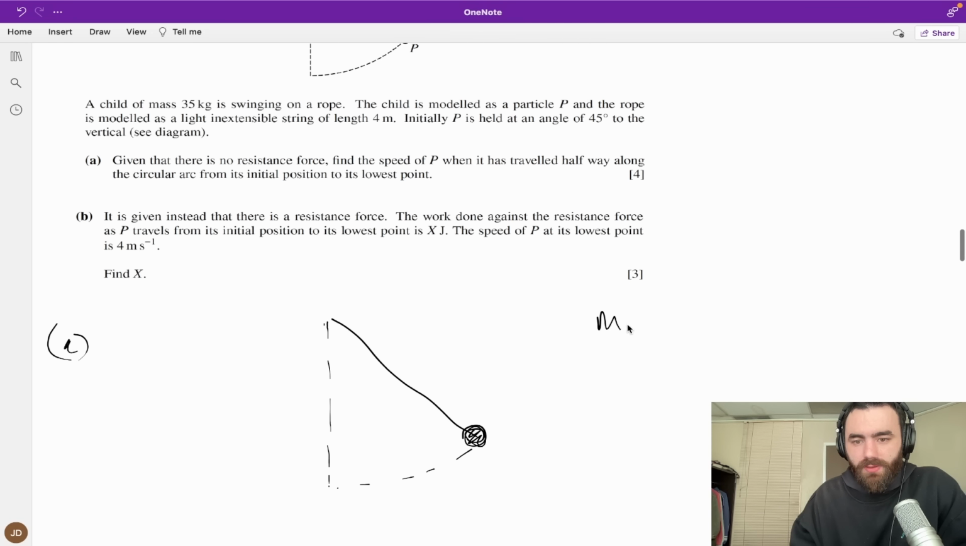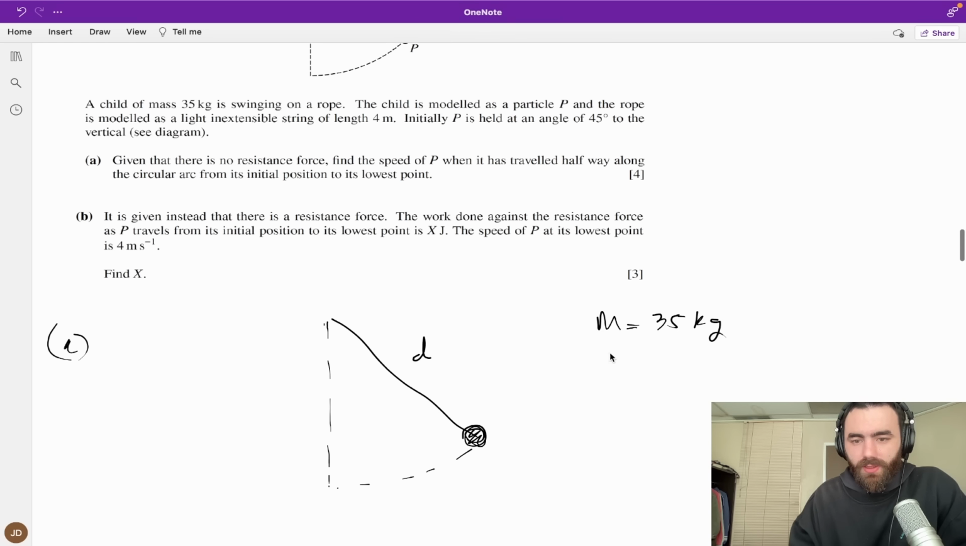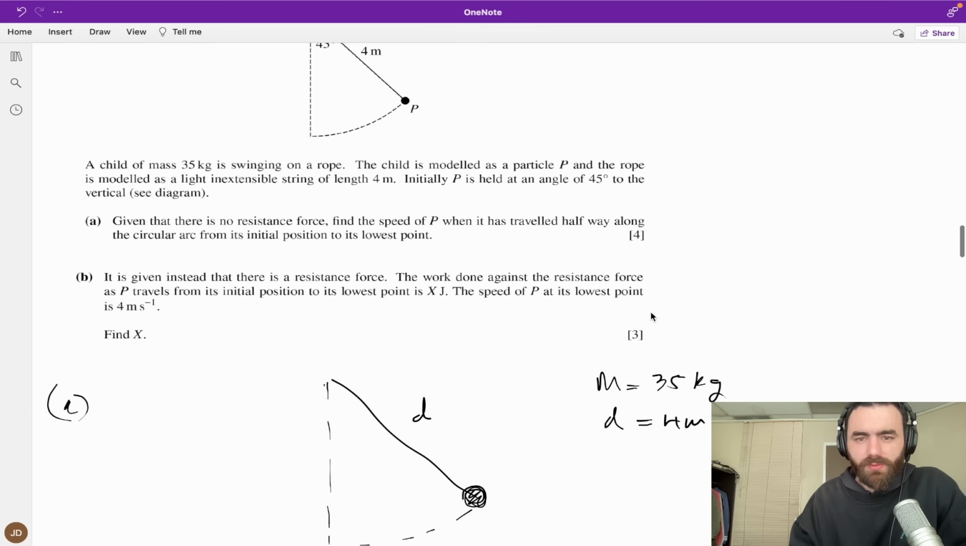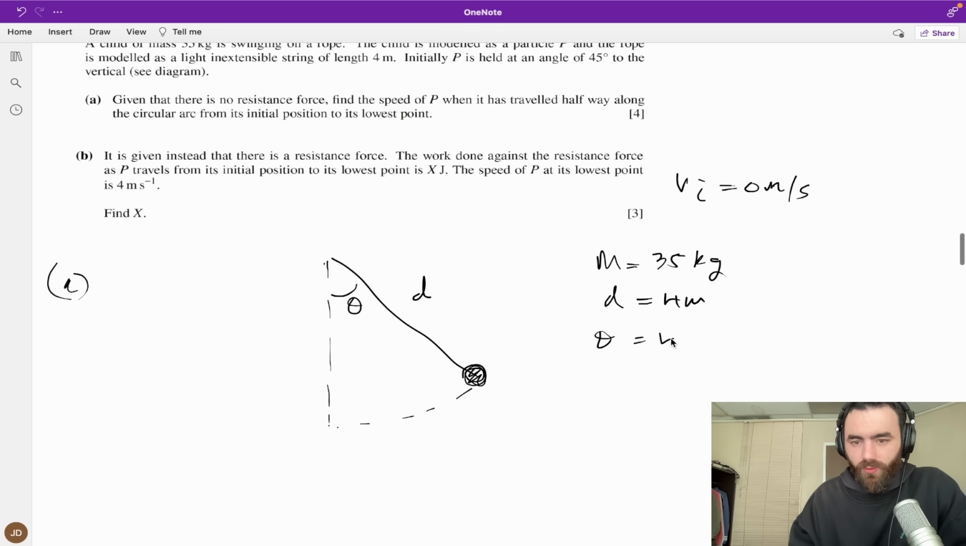So its mass is 35 kilograms. The length of the rope, we'll call it D, is 4 meters. Initially, P starts from rest. The angle here, theta, equals 45 degrees.